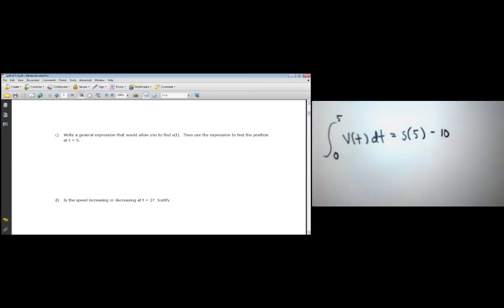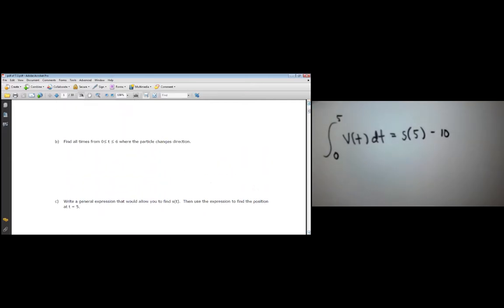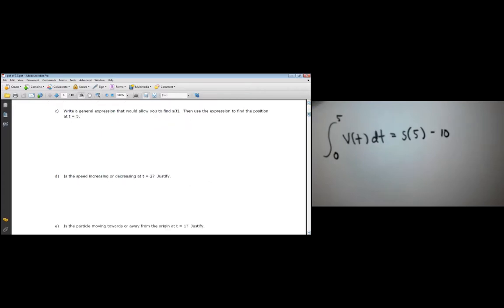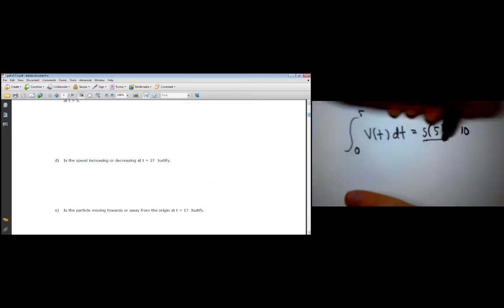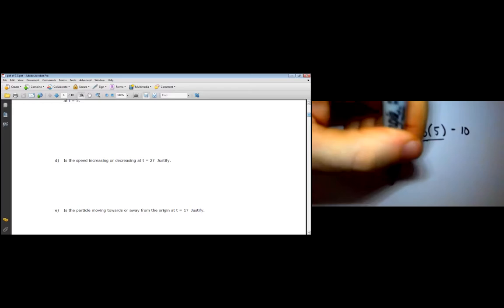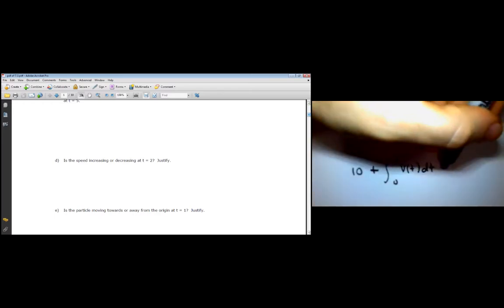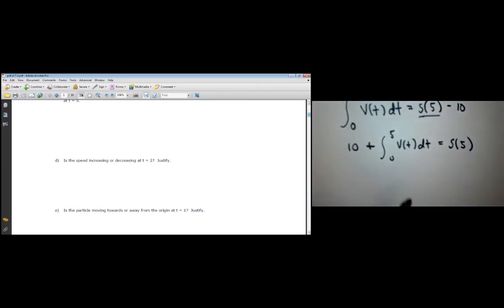And you can see that they're giving you 10 for that. Is that correct? So do I have that memorized right? Because I can't see it. Yeah, 10. Okay, so any questions on that setup? Okay, next you're going to solve for s of 5. So it's 10 plus the integral from 0 to 5 of v of t dt is equal to s of 5. Can somebody tell me what they get for this integral, 0 to 5 of v of t dt?